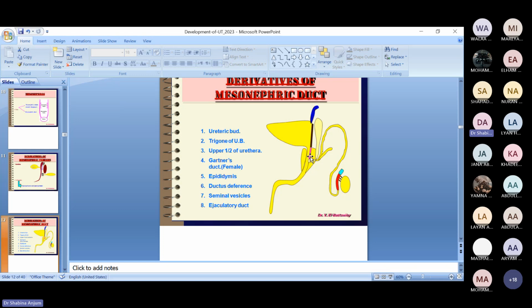Then in the female, you will find Gardner's duct. In the male, it will form the epididymis and also the ductus deferens. Then the seminal vesicle and ejaculatory duct. So the mesonephric duct will give rise to parts of both the urinary and genital systems. It is mostly important in the male because it forms the epididymis, ductus deferens, seminal vesicle, and ejaculatory duct, which are parts of the male reproductive system.